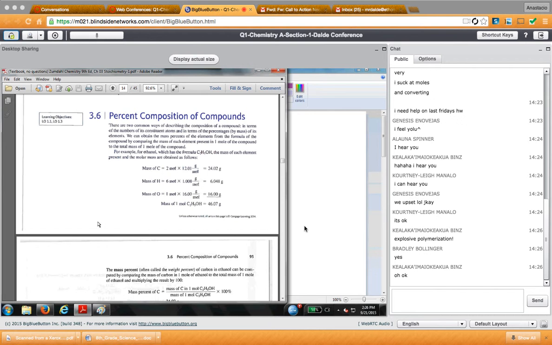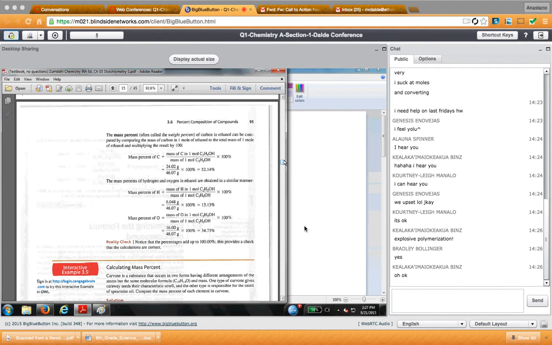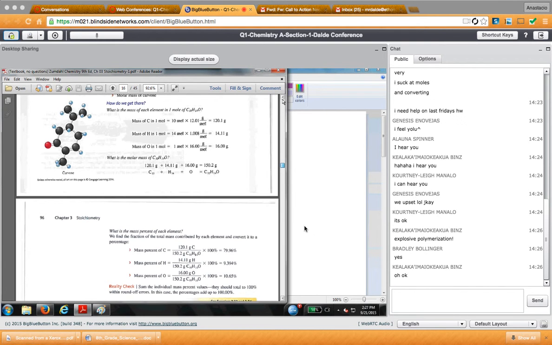So, how much of each element is present in each thing? Let's try it on this thing right here.